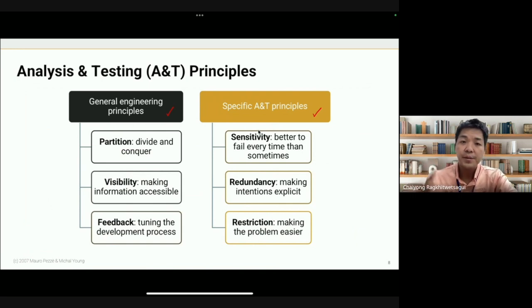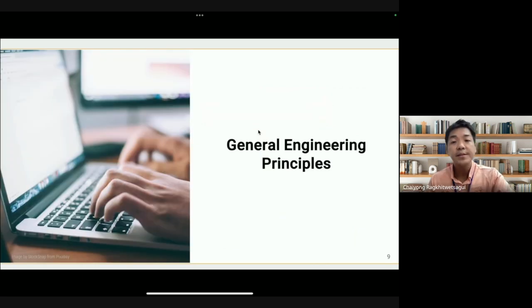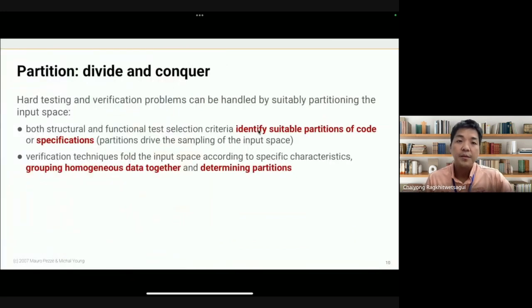For general engineering principles, we have partition, visibility, and feedback. While for the specific A and T principles, we have sensitivity, redundancy, and restriction. So let's see each one of them in detail, starting from the general engineering principles first. The first one is called partition.